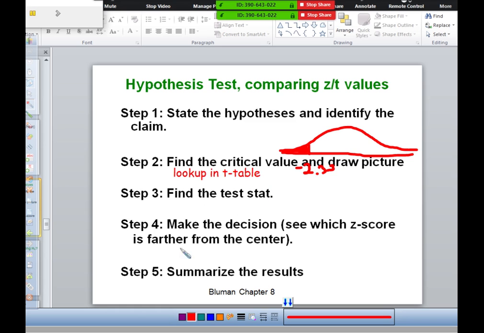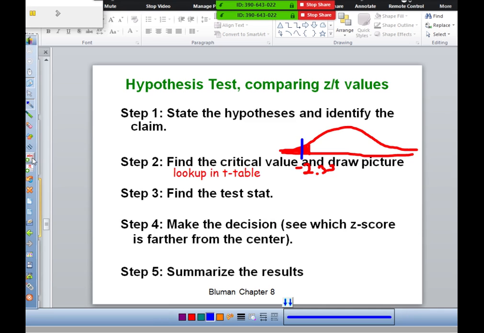Then find your test stat. That's your third step. And then put your test stat wherever it goes. If your test stat is over here, then it's guilty. If it's over here, then it's not guilty, if it's anywhere in this range. Step 4 is make the decision. So you're going to see whether you're in the guilty range or not.